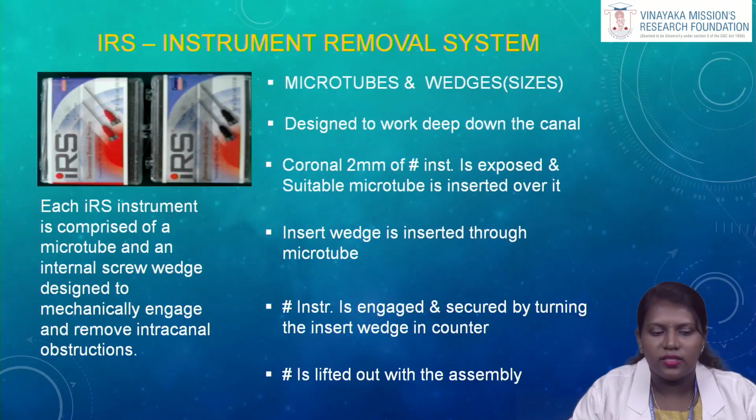This one is the IRS system. It is an instrument retrieval system. We have a microtube and wedges of various sizes here, and it is designed to work deep down the canal. Coronal 2 mm of a fractured instrument is exposed and a suitable microtube is inserted over it, and wedges are inserted into the microtube, and the fractured instrument is engaged and secured by turning the insert wedges in a counterclockwise direction, and the fractured instrument is lifted out with the assembly.